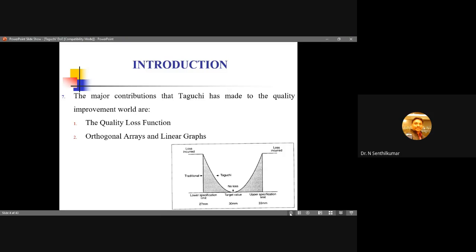Then orthogonal arrays, that is what we are speaking about. Taguchi's DOE consists of orthogonal arrays and linear graphs. The other name for linear graphs is the main effects chart. So what is the relationship between the inputs and the outputs? The relationship between the inputs and the outputs is expressed by means of these linear graphs. Then the robustness: it can withstand variation, it is a more powerful tool for optimization, and it can deal with any number of variables. So that is the robustness.